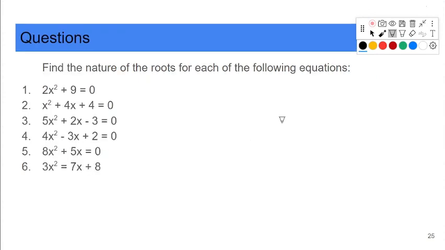Okay, so now I have some questions that I'd like you to do. It's just reinforcing the topic, so you just find the nature of the roots for each of these equations. So someone can just give me answers for each one of these.